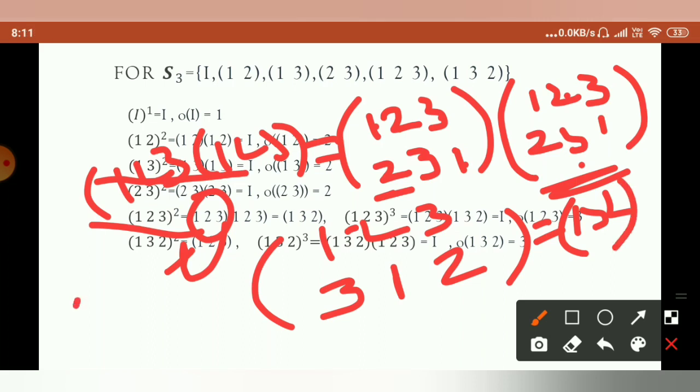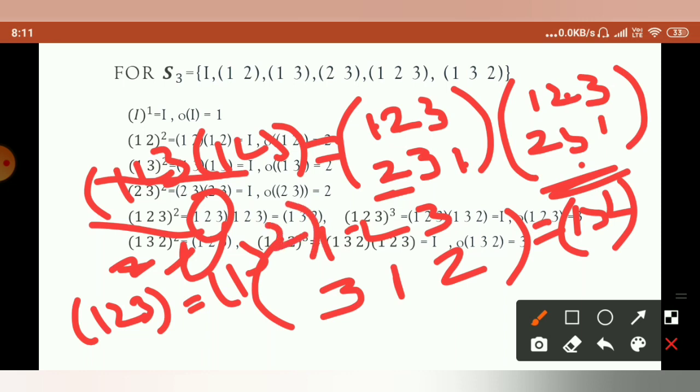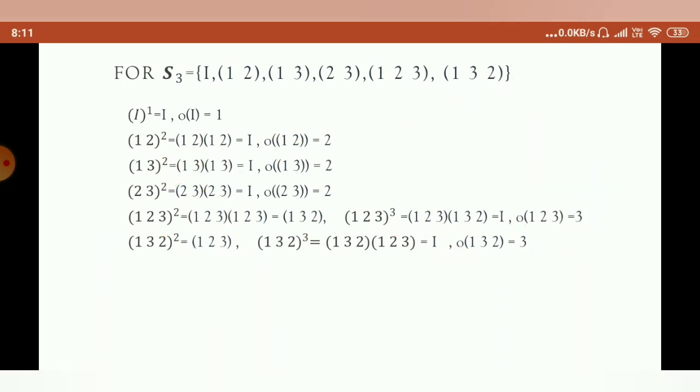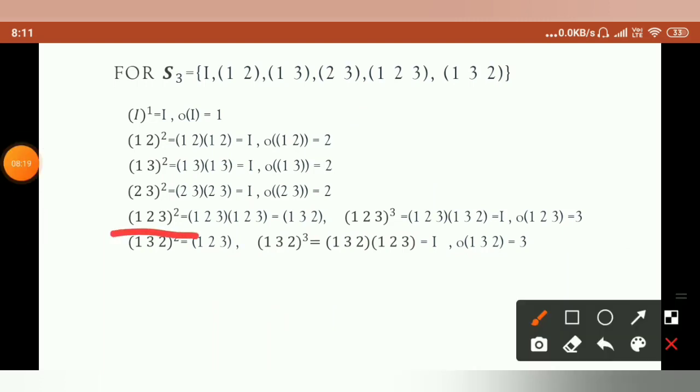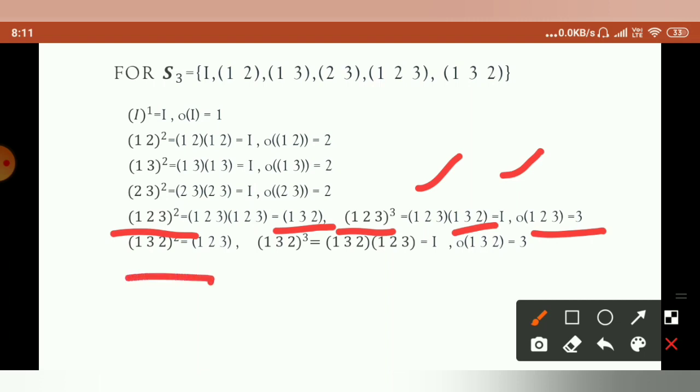So their product, that means (1 2 3) squared, is (1 3 2) as the answer. This does not give us identity, so (1 2 3) squared is (1 3 2), not the identity. Then we have to multiply it again with itself. For (1 2 3) cubed, (1 2 3) squared is (1 3 2), and when we multiply it with one more (1 2 3), that will give us identity. You can easily check this. That means the order of (1 2 3) is 3. Similarly for (1 3 2), you can check by multiplying it in expanded form that its order is 3 again.